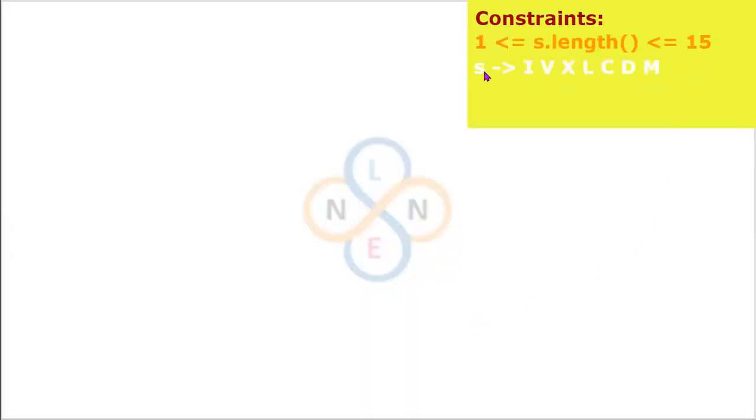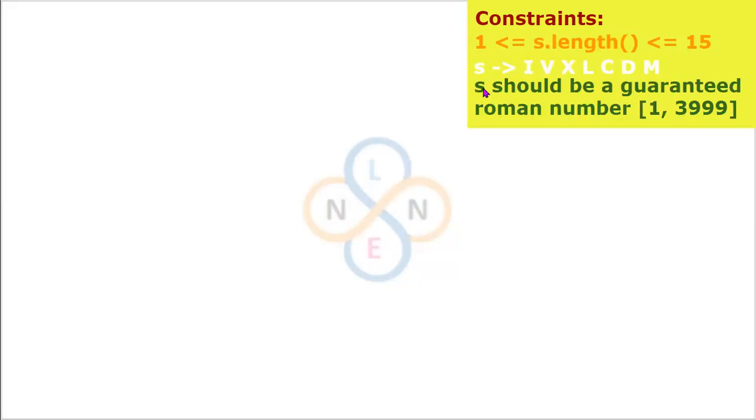Then, the string should consist of only the characters I, V, X, L, C, D, M. Only these are the Roman symbols that we have. The third constraint is that the input string should be a guaranteed Roman number ranging from 1 to 3999. If an invalid input is given, then our logic is not going to work. So based on these constraints, now let us understand how to write the logic.